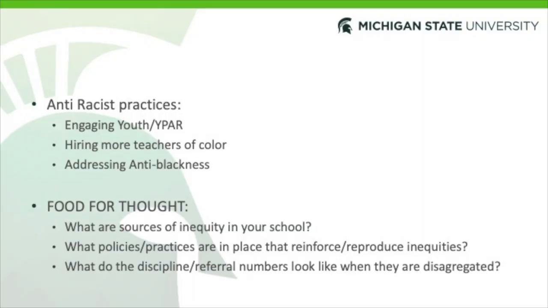So one of the things that I think is important for us to engage in as educational leaders is to really ask ourselves some questions. What are the sources of inequity at schools? How are we producing and reproducing inequities on a day-to-day basis? What are our practices that may result in inequitable outcomes for black and brown kids? And in particular, what do our discipline numbers look like? What do our referral numbers look like?